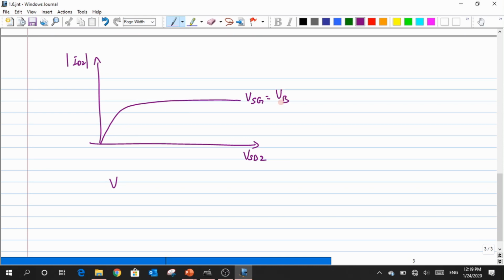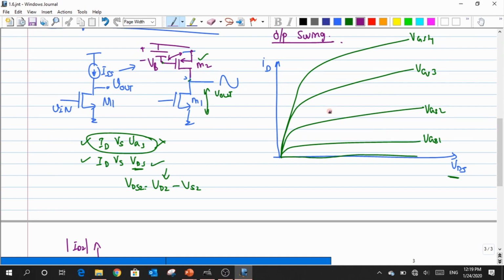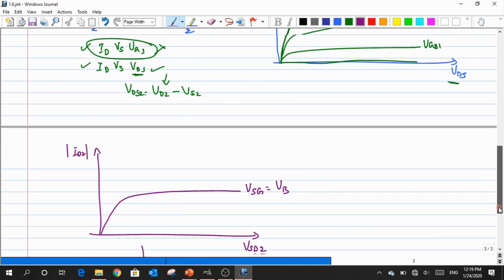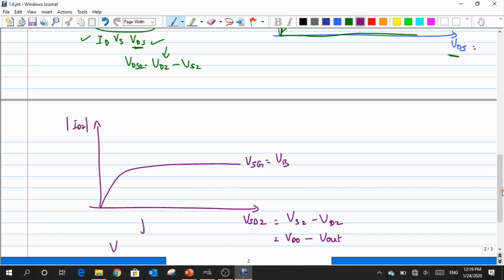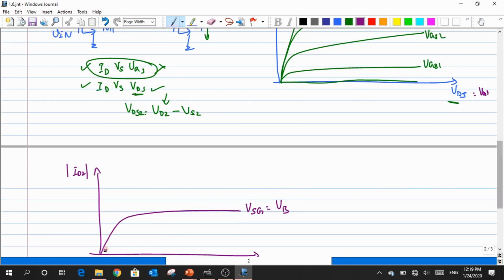So now that I have got this, I want to translate this graph onto this graph. For that, I have to first match my x-axis. So let us look at this x-axis. As I said before, it is split as VS2 minus VD2, whereas here this would be equal to VDD minus Vout. But the axis that I have plotted for M1 is basically just Vout.